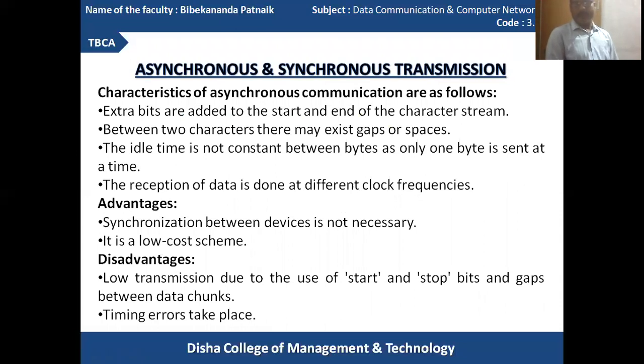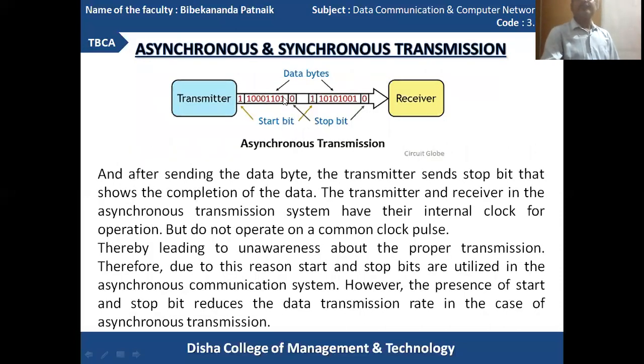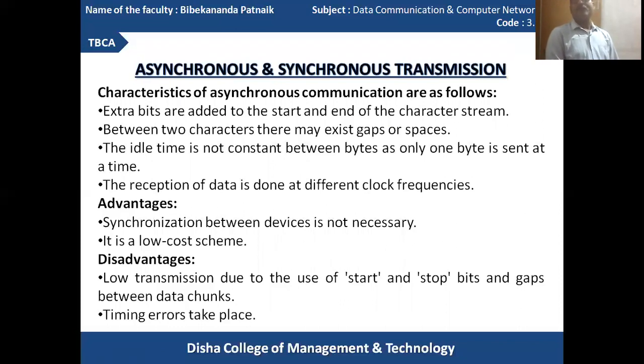Some of the characteristics of this transmission: extra bits are added to the start and the end of the character string, so altogether 8 bits followed by one starting bit and one ending bit make 10 bits. Between two characters there may exist gaps or space; between the first character and the second character there is one gap. Third, the idle time is not constant because it is based on random intervals between bytes, as only one byte is sent at a time. And reception of data is done at different clock frequencies, so it is not based on time-bound periods or clock frequencies.